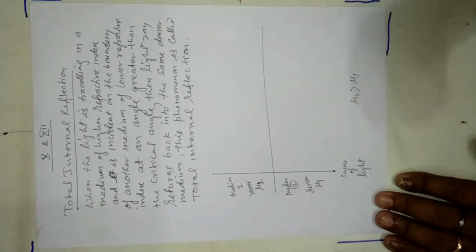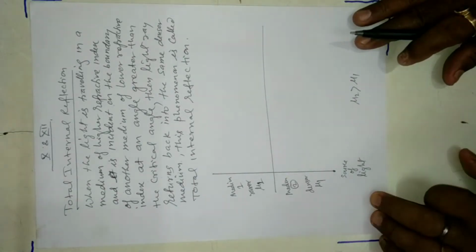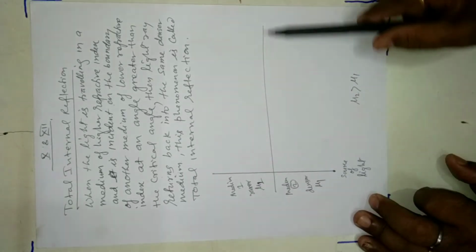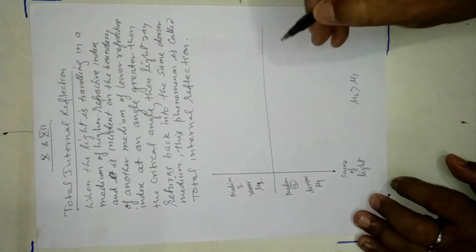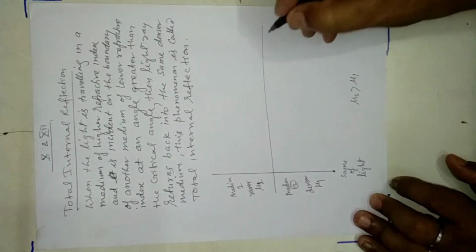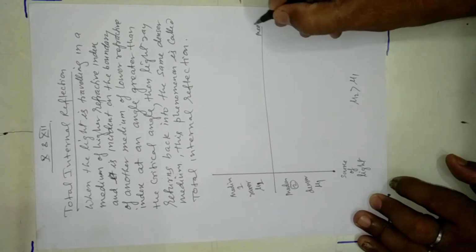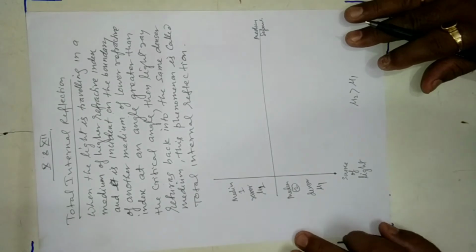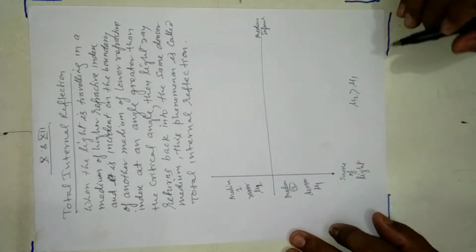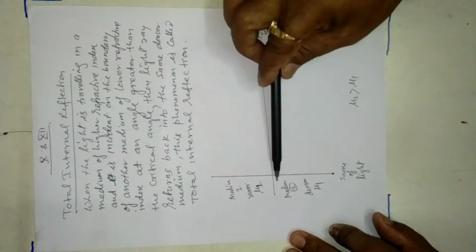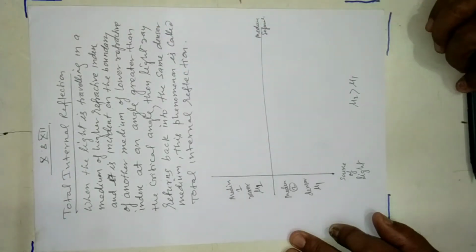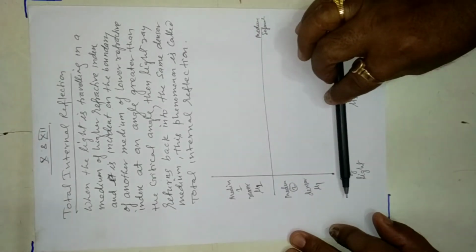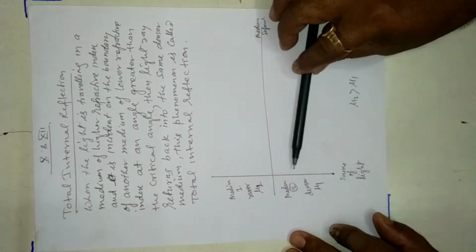Here I am going to explain with the help of a ray diagram. Here we have considered this line as the medium interface. It is not a reflector or anything, it is the medium separator, or you can say medium interface. Above this, the medium is rarer, meaning lower refractive index, and here the medium is denser, meaning higher refractive index.